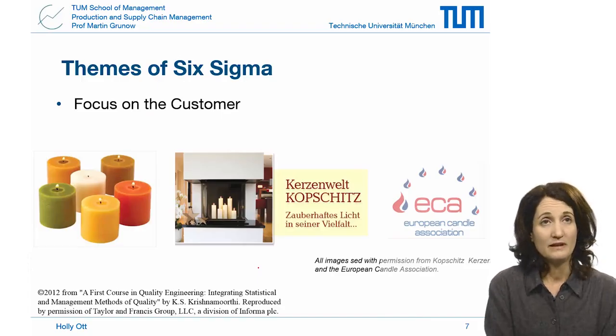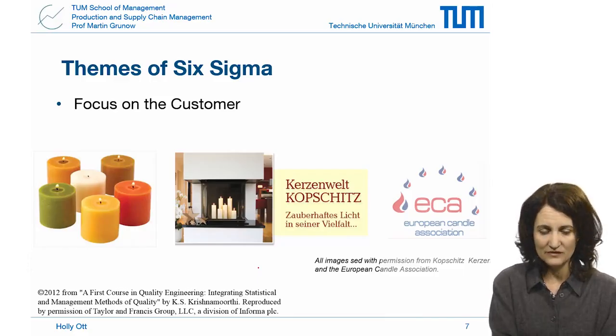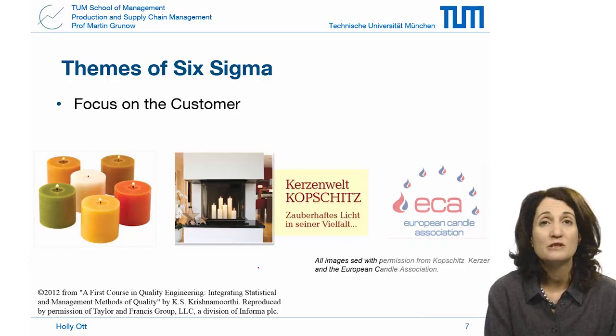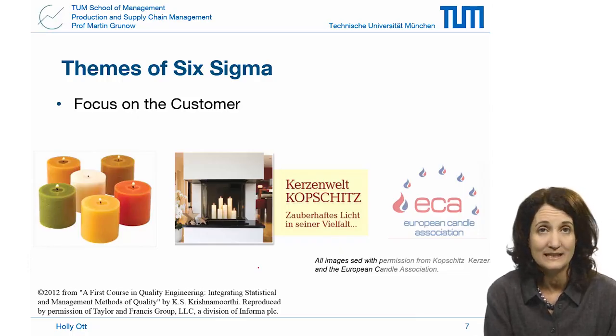So let's look now at the six main themes of Six Sigma. And again, this is referenced in our textbook. The first major theme is focus on the customer. The Six Sigma process begins with the measurement of customer satisfaction on a dynamic basis. And Six Sigma improvements are then evaluated based on how they impact the customer and the customer wants and needs.